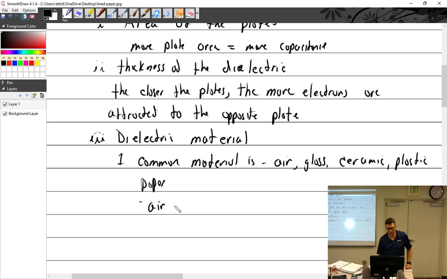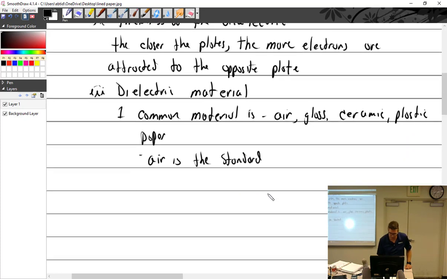Air is considered the standard, which doesn't mean it's the one you always use. It's just what everything is based upon. So air is a standard with a dielectric constant of 1.